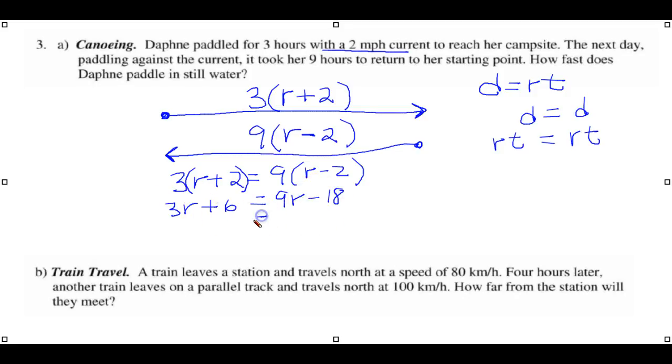Transpose the 3R, we get 6R. Transpose the negative 18, we get 24. And we get R is 4, dividing both sides by 6. So what is Daphne's paddle rate in still water? 4 miles per hour.